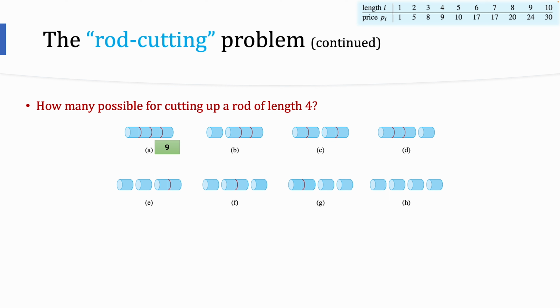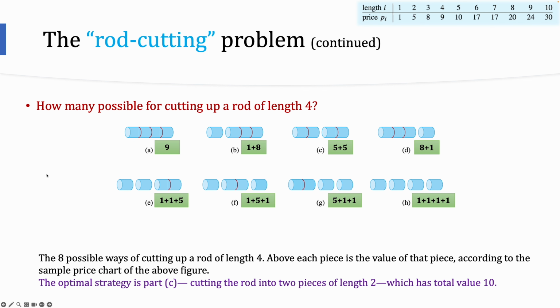And then part B is going to give us 1 plus 8: 1 for length of 1, and then 8 for length of 3, and so on and so forth. So there's going to be a revenue that we're going to draw for each of these particular setups. Now that we have all the possible ways of doing this, and we're looking at all possible revenues we could draw, it's easy to say that the best setup here was setup C, and that is the maximum profit we can draw, which is 5 plus 5, which is 10.